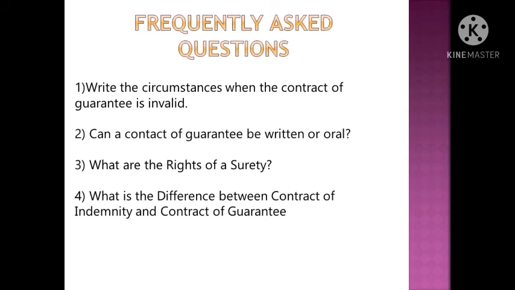The fourth question is, what is the difference between contract of indemnity and contract of guarantee? In the contract of guarantee, there are three parties to the contract, namely suretor, principal debtor, and creditor. Whereas in case of indemnity, there are only two parties to the contract, promisor and promisee. This is the most basic difference between both the contracts.